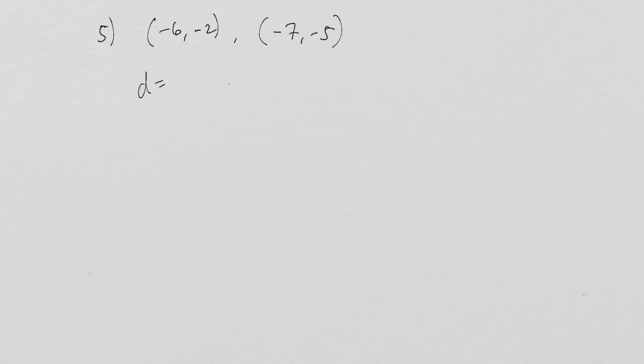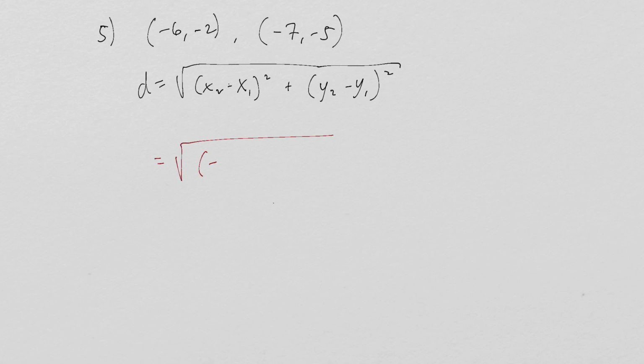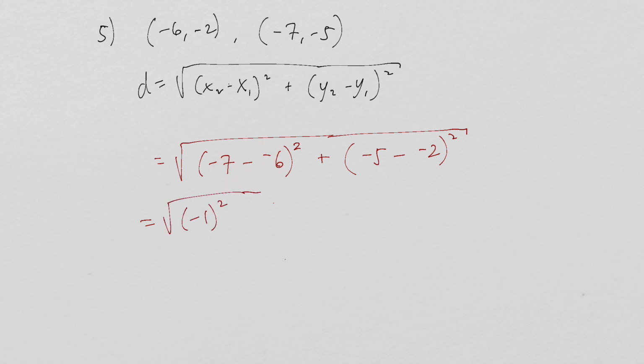So the distance is equal to the square root of x2 minus x1 squared plus y2 minus y1 squared. This is going to be equal to the square root. X2 is -7 minus x1, which is -6. That's going to be a +6 squared plus y2, which is -5, minus y1, which is -2, squared. This is a -7 plus 6. -7 plus 6 is -1, which is going to become a +1.